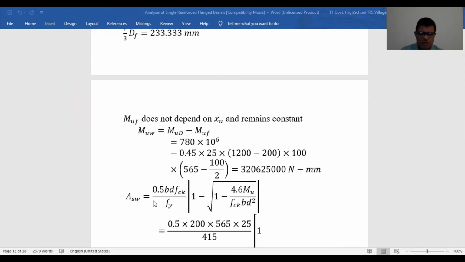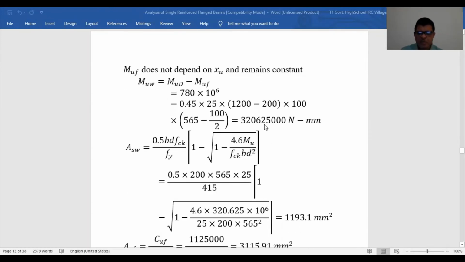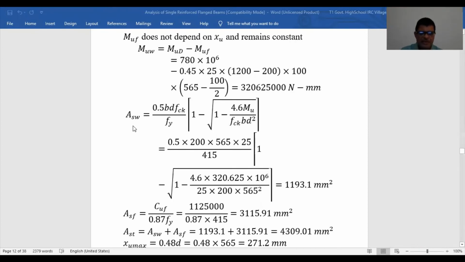Okay. So now what is the AST? So we find this moment is this. So find out the value of ASW. Now B is nothing, B is your BW. Put all the values. So area of steel in wave, ASW means area of steel in wave, it comes out to 1193.1.